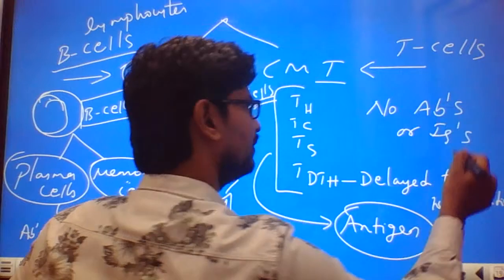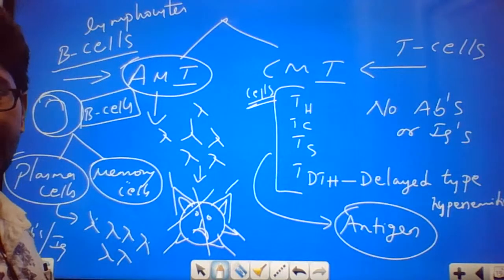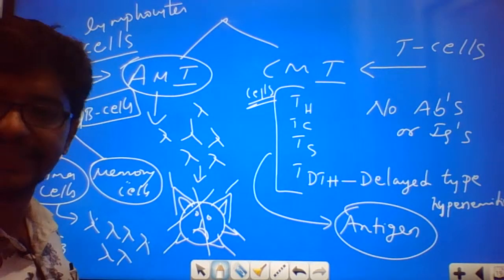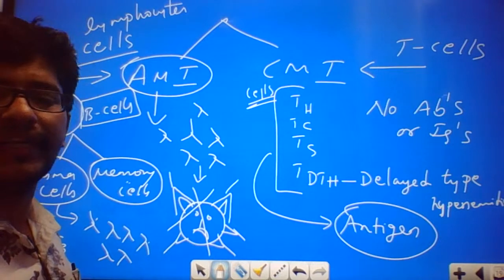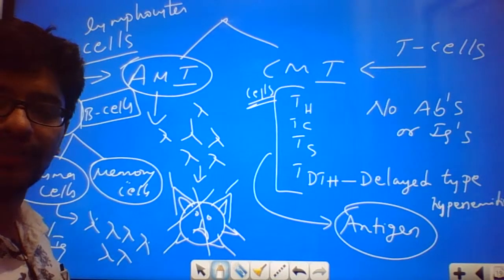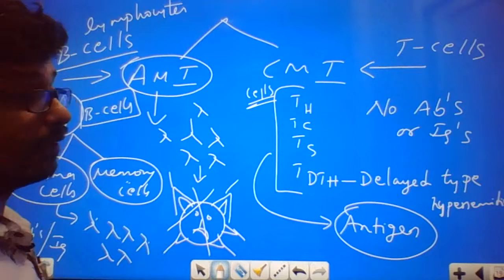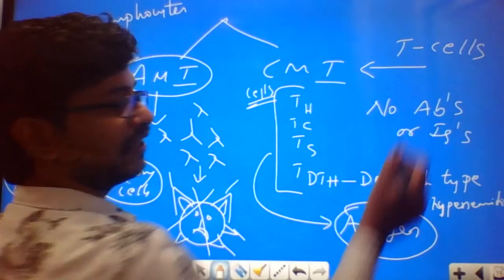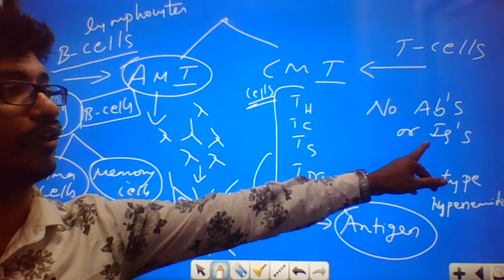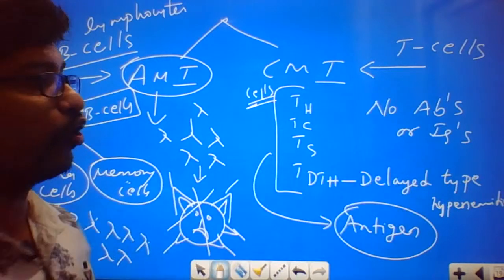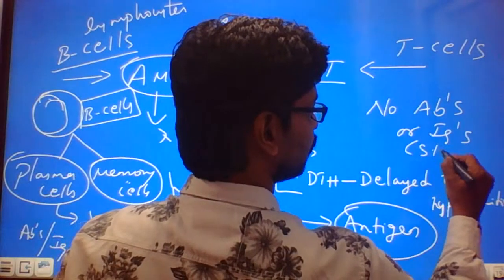You can ask me what might be the difference between antibodies and immunoglobulin. Are both the same? Mostly we think antibodies and immunoglobulins are the same. Of course, they are the same. But what is the difference between antibody and immunoglobulin? When I talk about the structure, I use the word immunoglobulin. Immunoglobulin is the structural concept.